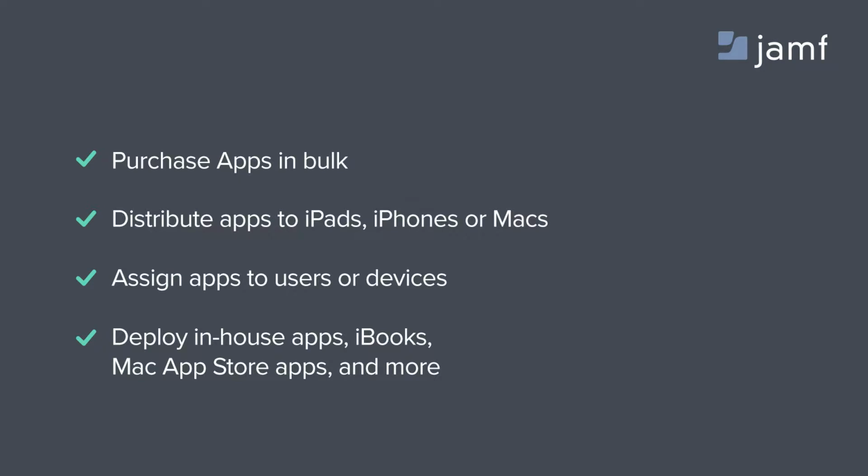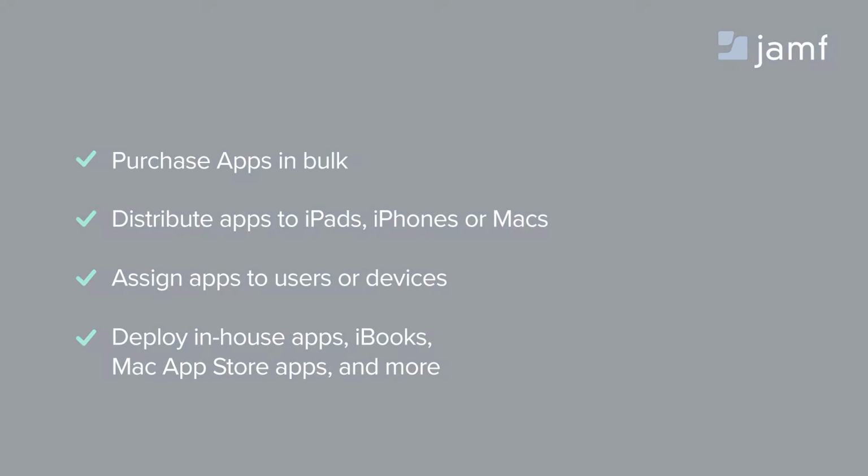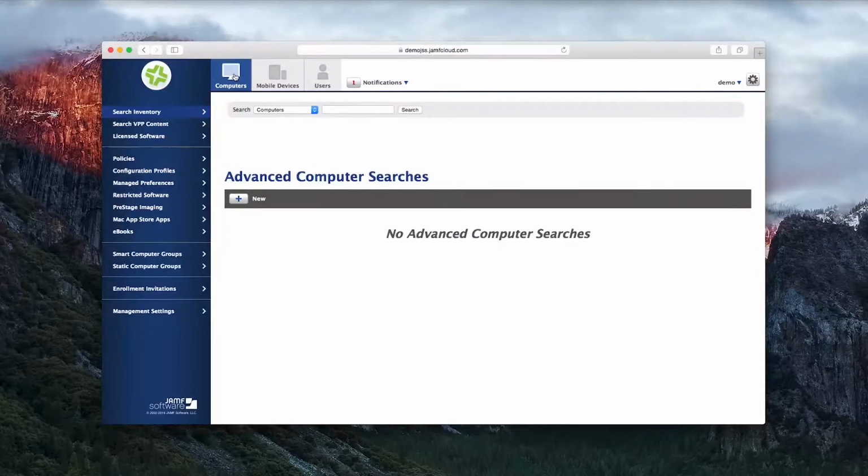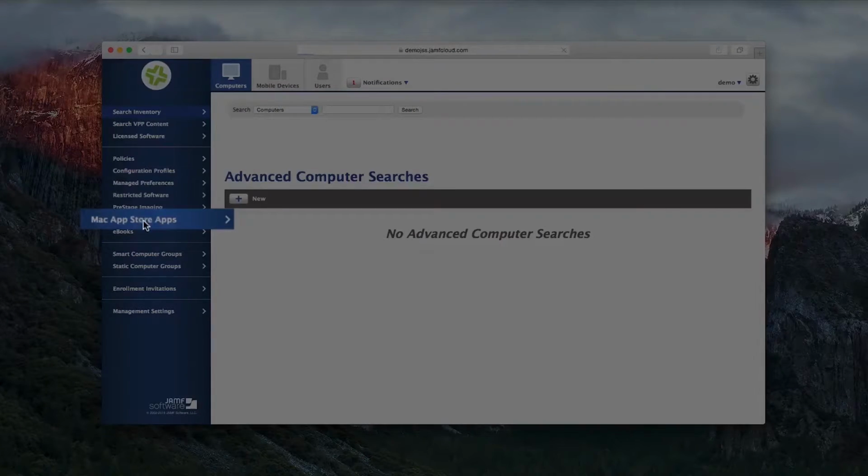Deploy an app from the App Store, custom B2B apps, or even books from the iBook Store directly to the device, or assign it to a user with a redeemable code. If your organization is using the Casper Suite for iOS, you can leverage the Volume Purchase Program for mobile devices as well. Click on the Mac App Store apps on the left.